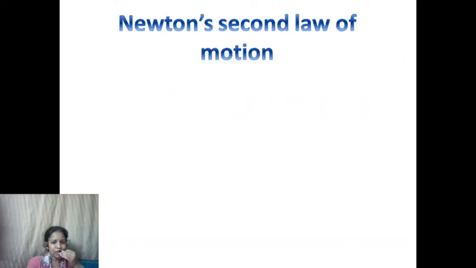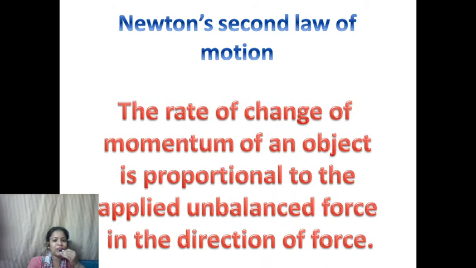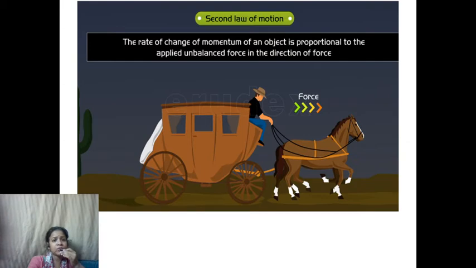Then Newton's second law of motion: the rate of change of momentum of an object is proportional to the applied unbalanced force in the direction of force. So this is the law which actually tells us how to find the unbalanced force. Rate of change of momentum is change in momentum upon the time in which the momentum changes. dp by dt or delta p by delta t is the formula.